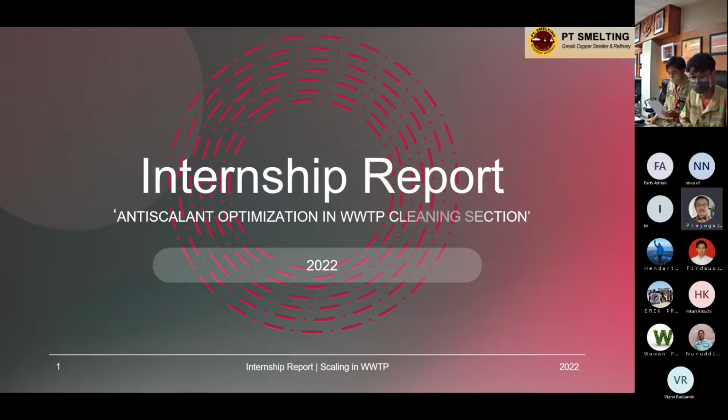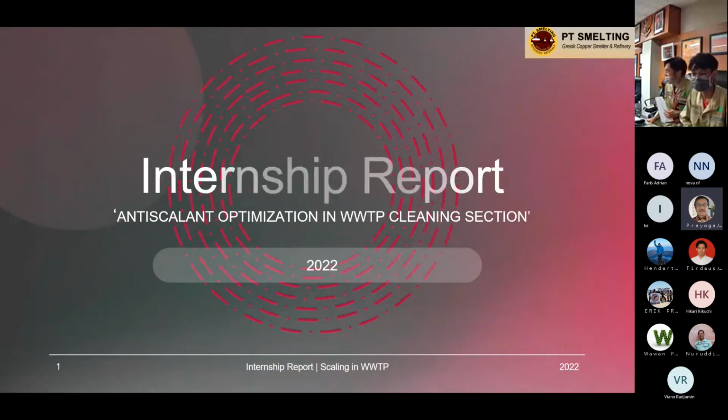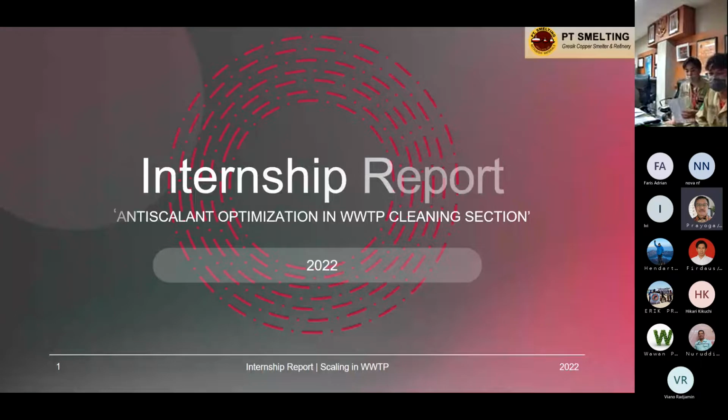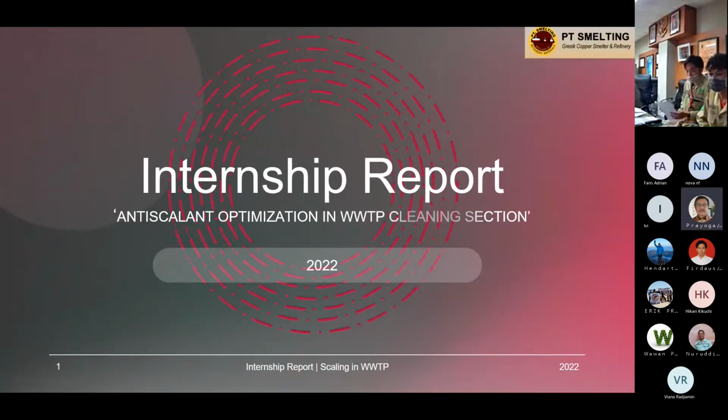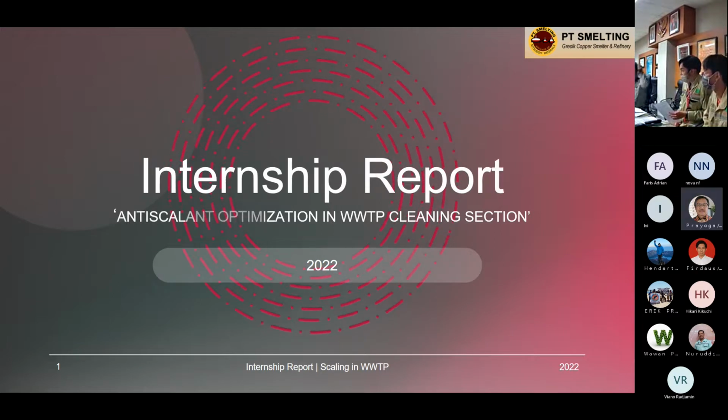Actually, I want to ask not only the students, but maybe also Pak Marco. Is this antiscalant effect just temporary? That means only on the clarifier or in the downstream area, because this effluent water will be sent to the sea with long pipes. So could this antiscalant also impact the downstream pipes, or only the clarifier? Maybe Pak Marco or Pak Firman can explain.